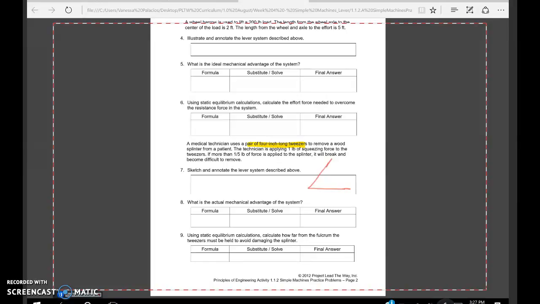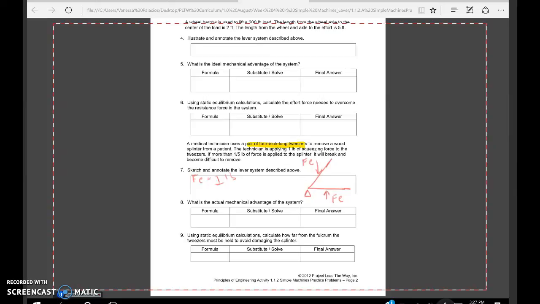The technician is applying 1 pound of squeezing force to the tweezers. Now when we squeeze on a pair of tweezers, we're usually squeezing here in the middle somewhere. So it says applying 1 pound of force, so that means our FE is going to be 1 pound. Now the tweezers here, right here is where the fulcrum would be, is essentially 2 third-class levers, but we're really just interested in one of the levers. So we know what the FE is.